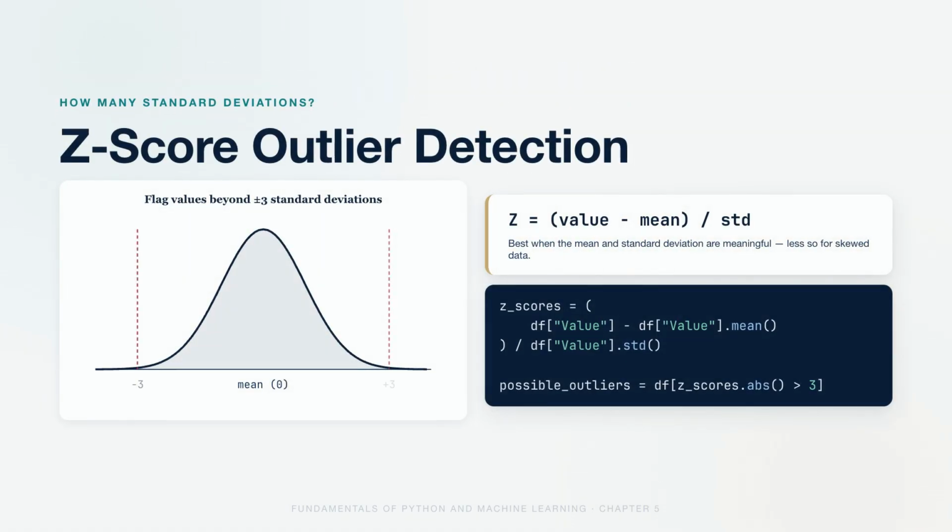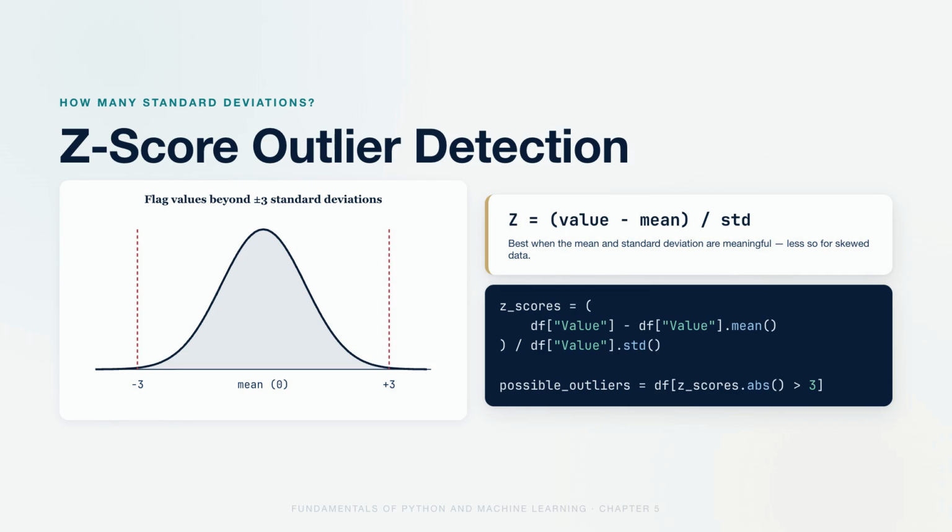Another method is the Z-score. The Z-score tells us how many standard deviations a value is above or below the mean. We subtract the mean from the value and divide the result by the standard deviation. A positive Z-score means the value is above the mean. A negative Z-score means it is below the mean. A common guideline is to flag values with a Z-score below -3 or above +3.